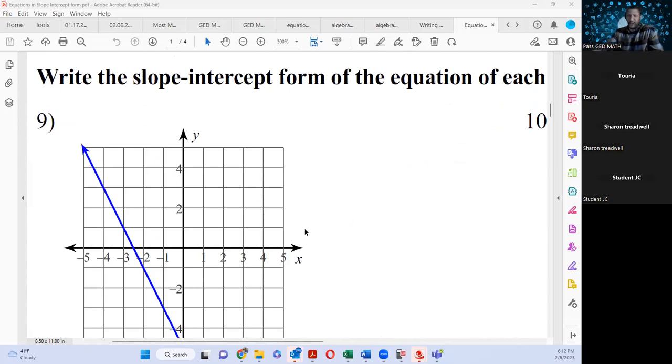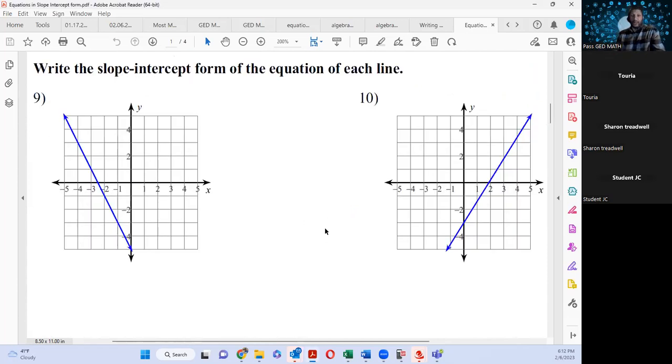Okay. So let's find an equation of a line. What they're going to do here is they're going to give you an equation of a line. So for example, let me see this.